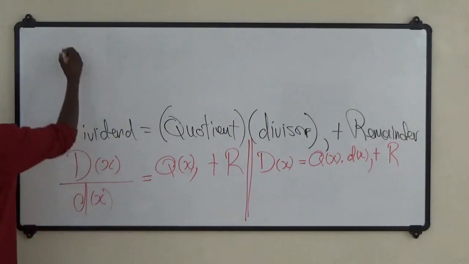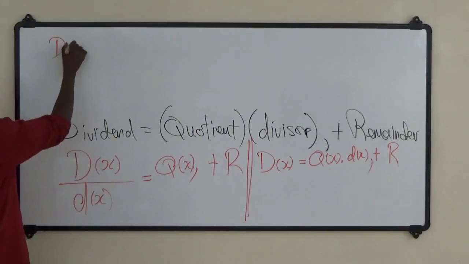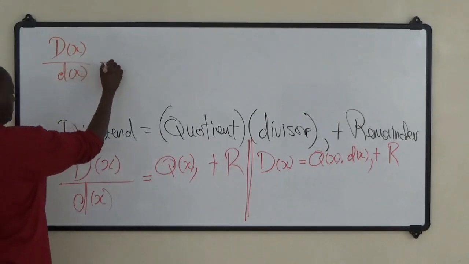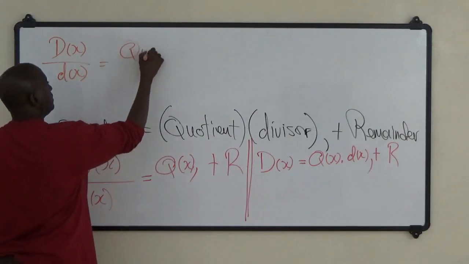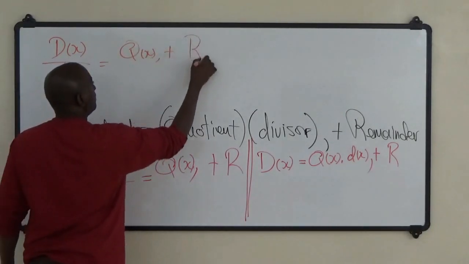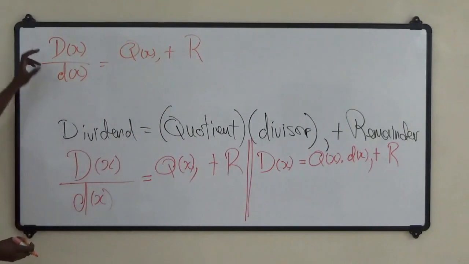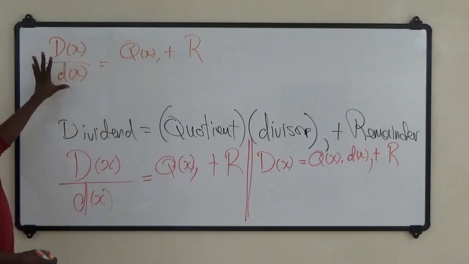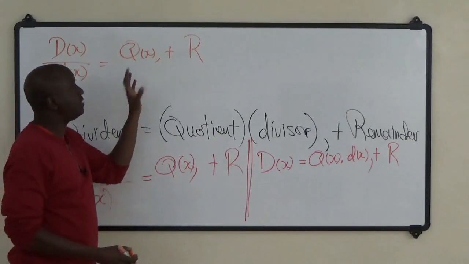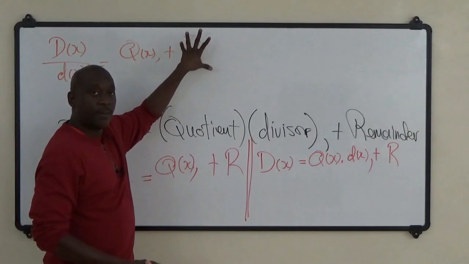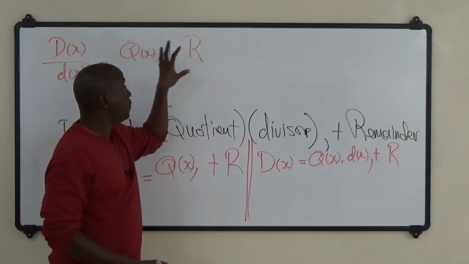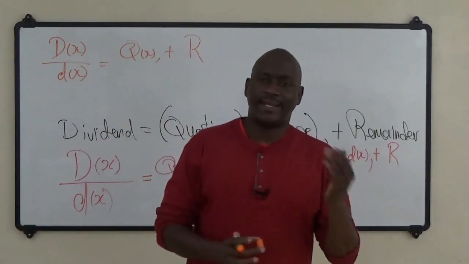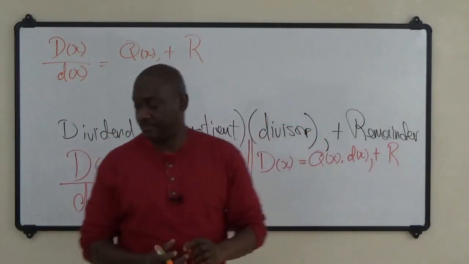We're starting from the premise that big D, which is a divisor of x, over small d, where big D is the dividend and small d is the divisor, is equal to your quotient plus the remainder. Remember that the dividend, the divisor, and the quotient are all functions of x. The remainder will be a constant. We have to get that clear. The remainder itself will be a constant, and that is essential going forward.